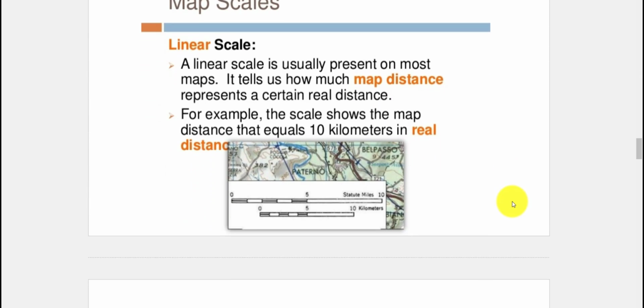With a linear scale, it tells us how much map distance represents a certain real distance. For example, this scale shows that the map distance equals 10 kilometers in real distance. And so you can see here it starts at 0 and it goes to 10 kilometers. On the same map product, if you have 2 different linear scales or scale bars, you will notice that the units are slightly different. The one on the top is representing statute miles. The one on the bottom is representing kilometers.